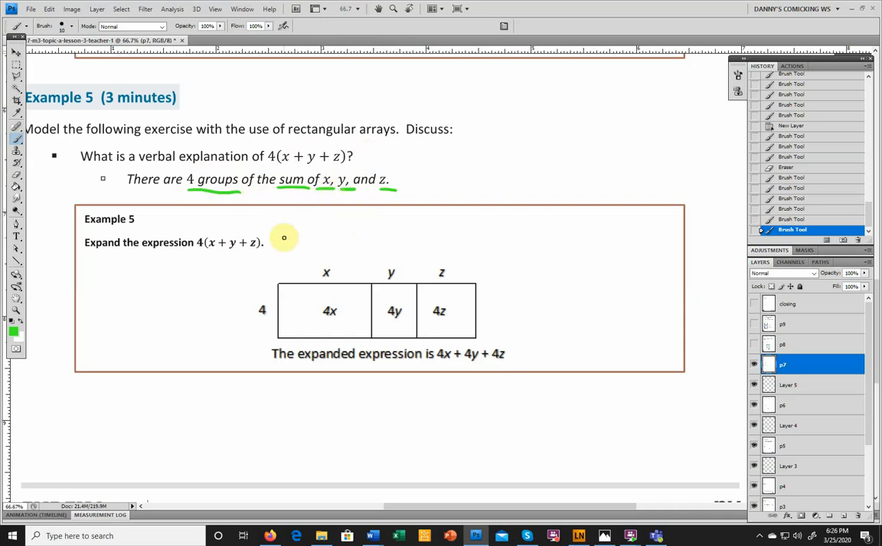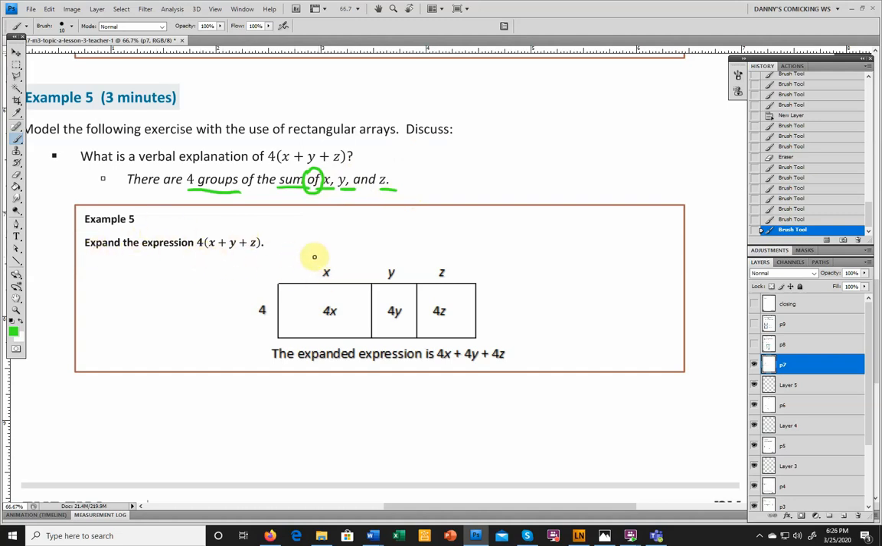Now, I will give you guys a secret here that I know. If you see the word "of," it means to multiply. If you see the word "of" in a sentence concerning a math problem, it means to multiply. So 4 times x plus y plus z is the same as 4 groups of x, y, and z.